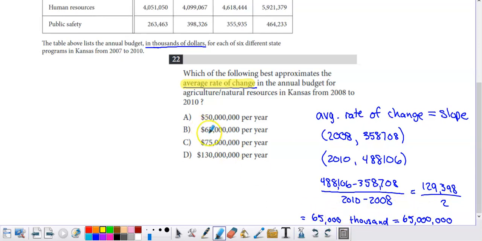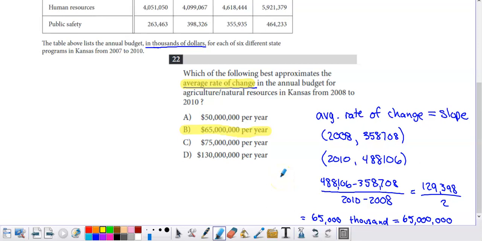Now, I guess there isn't the option of just 65,000. We see 65 million. Keep in mind what we said about this little statement a few minutes ago. We've got to recognize that the units here are in thousands of dollars. So we'd have to multiply this result by 1,000 and add three zeros on at the end. So we're looking at $65 million per year as that average rate of change.